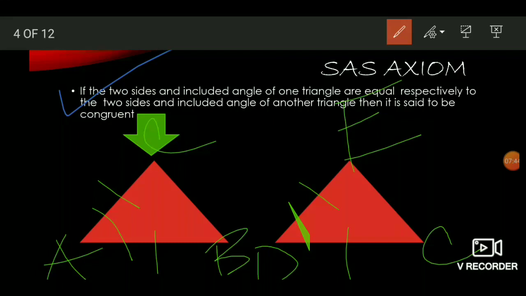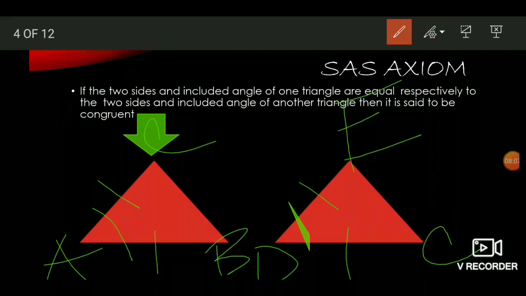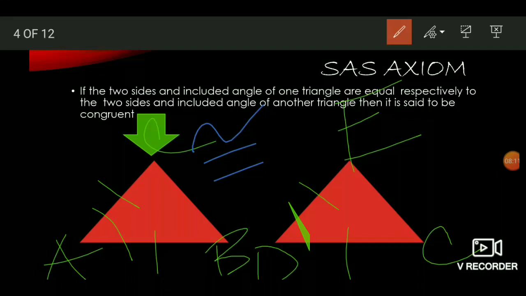If two sides and the included angle of one triangle are equal to two sides and the included angle of another triangle. Now as I was telling, this side and this side are equal, and this side and this side are equal, and if this included angle and this included angle are equal, then we can say that triangle ABC is congruent. You have to remember the congruent sign.